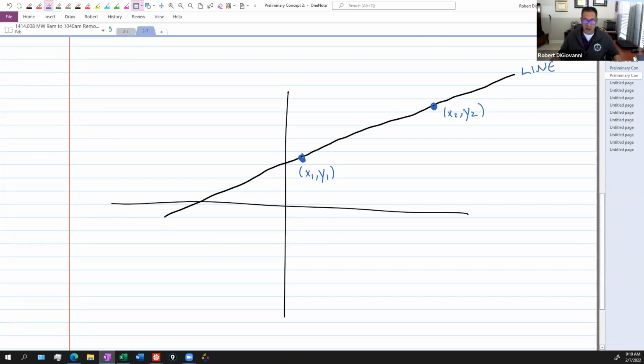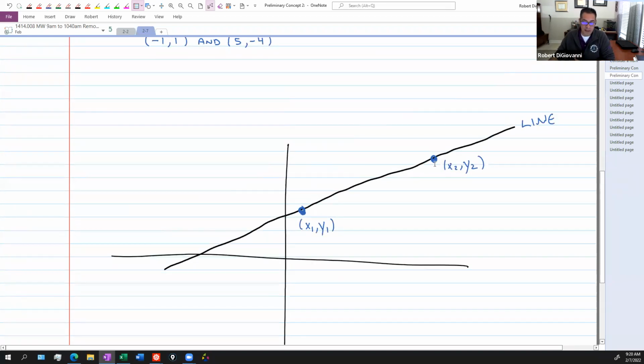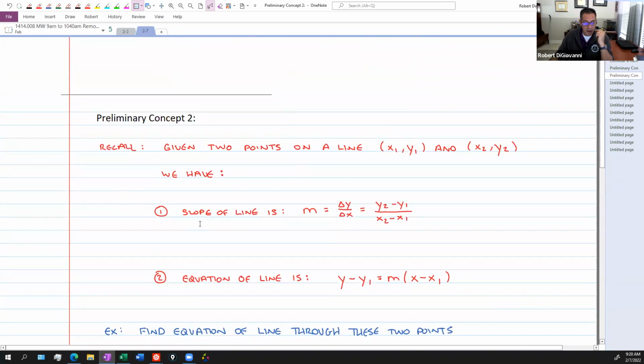What everyone in here needs to be comfortable with right now coming into this class is that if somebody gives you 2 points on a line, you should be able to find 2 different things if I ask you to find them. The first thing is you should be able to find what's called the slope of the line. And I'm sure you've all seen this at some point in your life. The slope, we usually use the letter m, and it is defined to be the rise divided by the run. So this little notation with a little triangle in front of y, this triangle stands for delta.